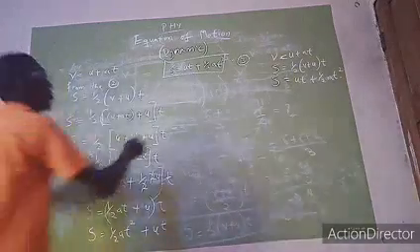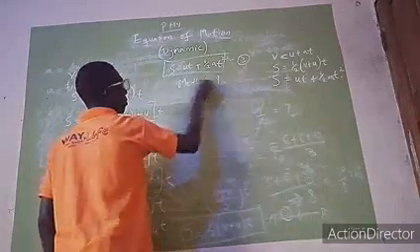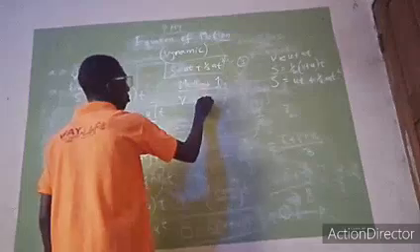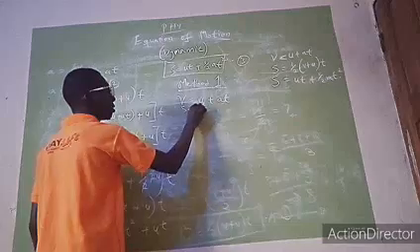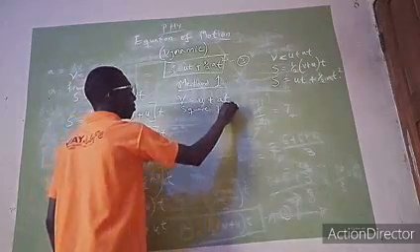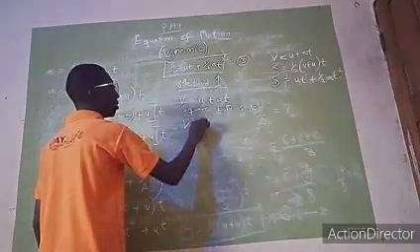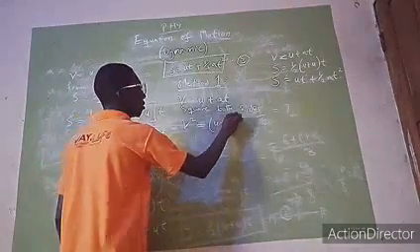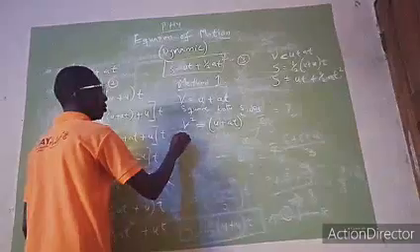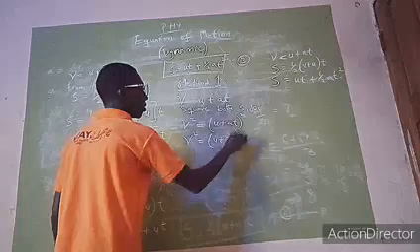Now first let me use the first method. Method 1. Since my V is equal to U plus at, let me square both sides. So I'll be having V squared is equal to U plus at all squared. So open the bracket: V squared is equal to U plus at, U plus at.